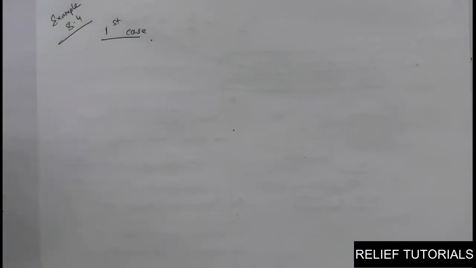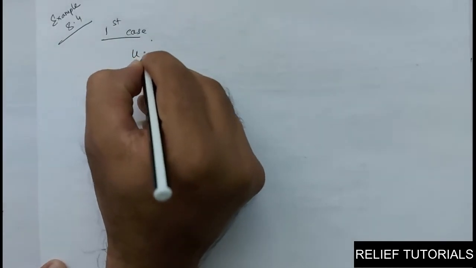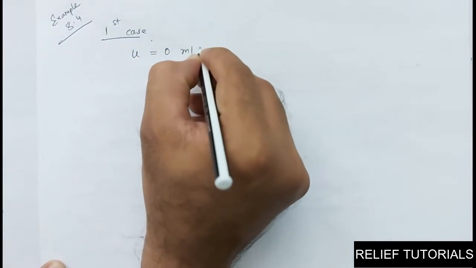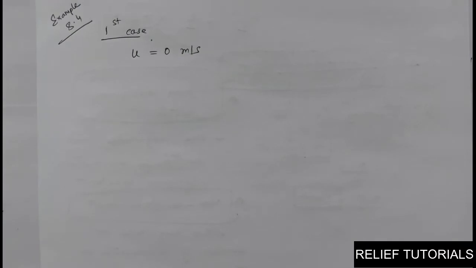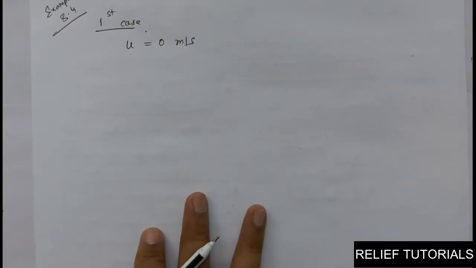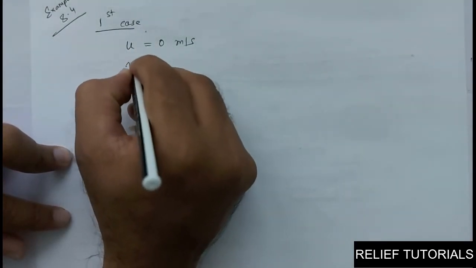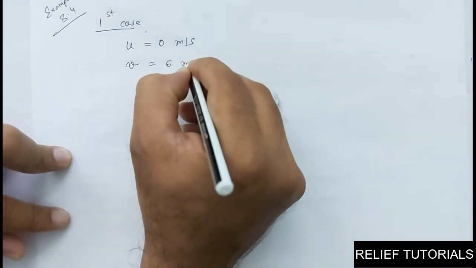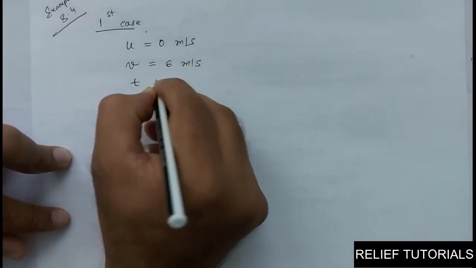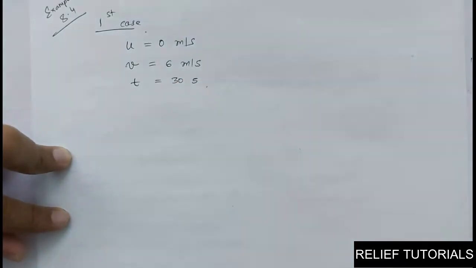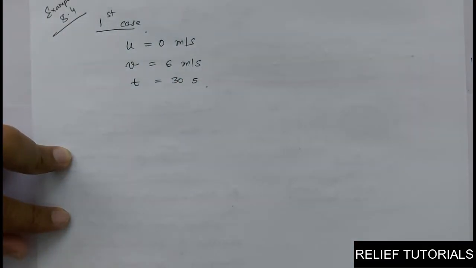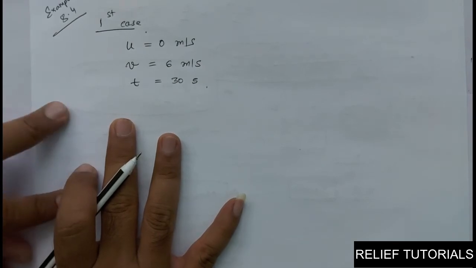Initially the bicycle and Rahul both are stationary. So initial velocity u is 0 meter per second. Be careful. When a particle starts its journey from stationary condition, initial velocity is obviously 0. Then he attained the velocity of 6 meter per second, so final velocity is 6 meter per second and time required to attain this velocity is 30 seconds. This is the first case in which we have to find the acceleration.